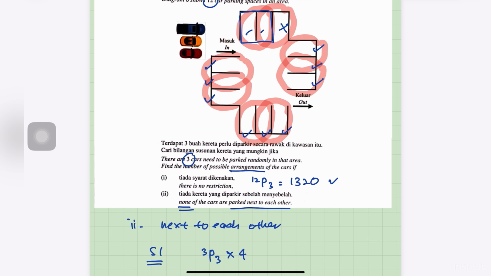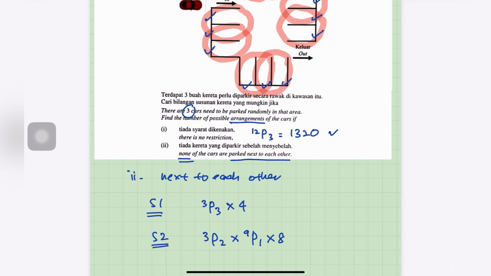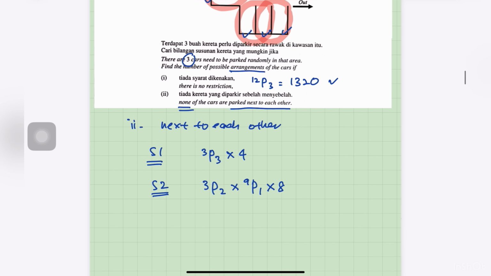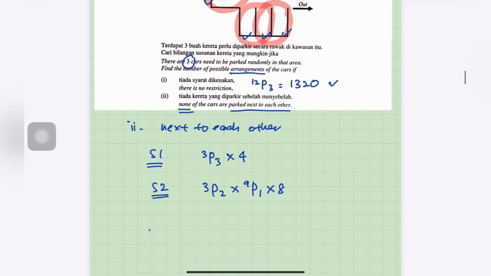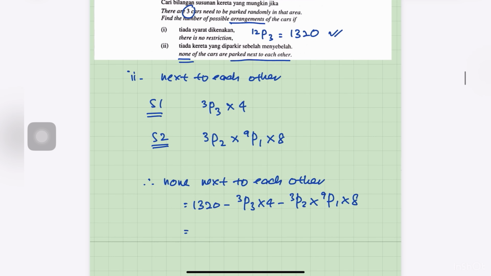Ada berapa situation tu? Ada 8 situation kan? So kita ni darab dengan 8. Okay. So then ini dua-dua situation yang next to each other. So therefore kalau nak yang none next to each other, kita gunakan semua yang ni tadi kan. 1320 minus 3P3 times 4 minus 3P2 times 9P1 times 8. Okay, so kita akan dapat jawapan dia 864 ways.